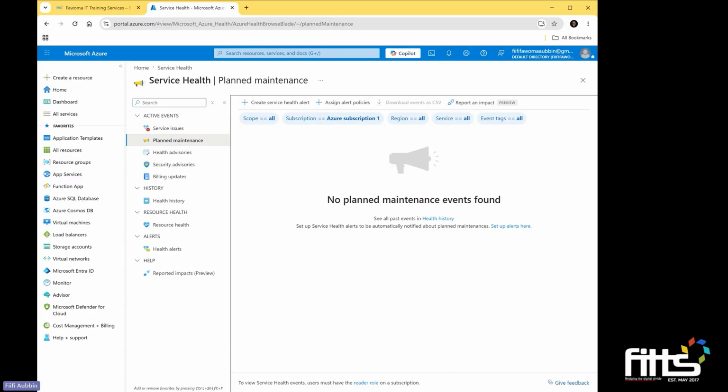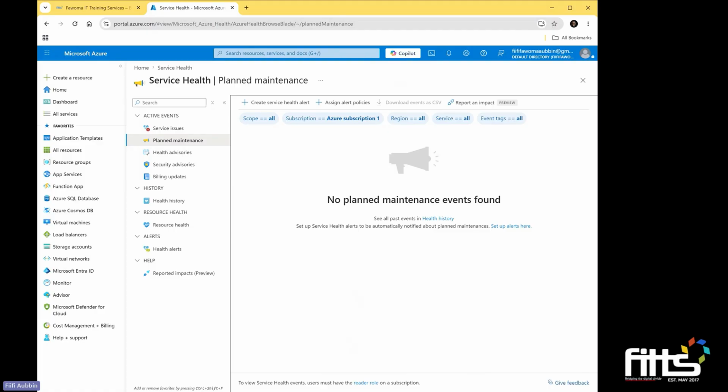And this allows organizations to prepare if maintenance could affect their workload. So think of it like receiving a notice from your electricity provider informing you that power will be interrupted on, let's say, Saturday morning while maintenance is carried out. And the interruption is planned rather than unexpected.